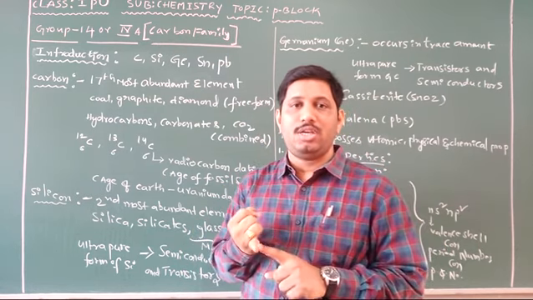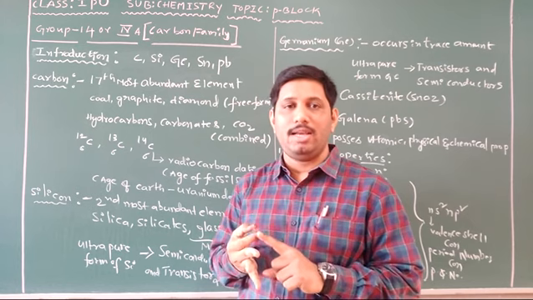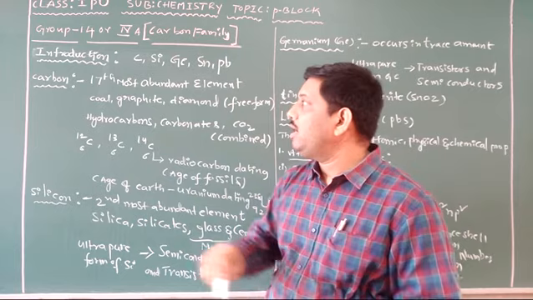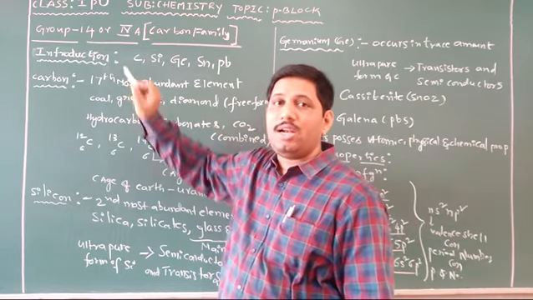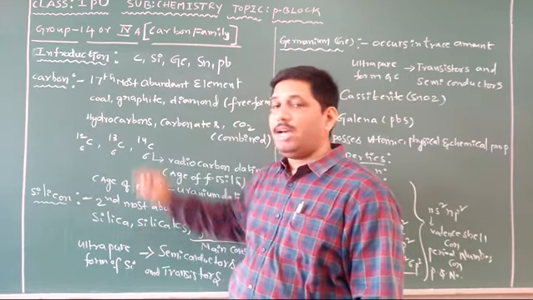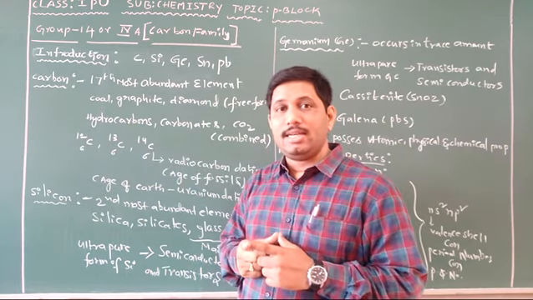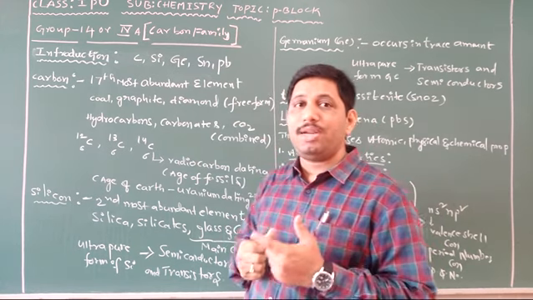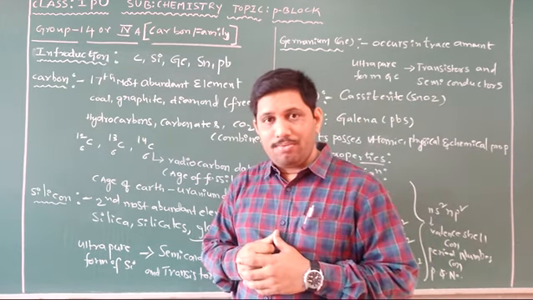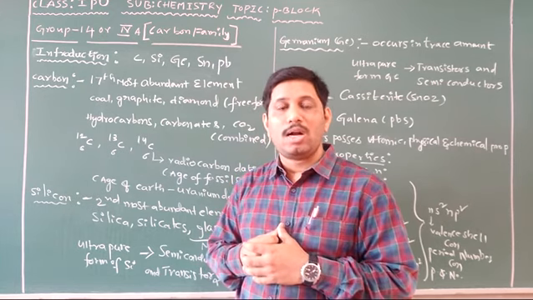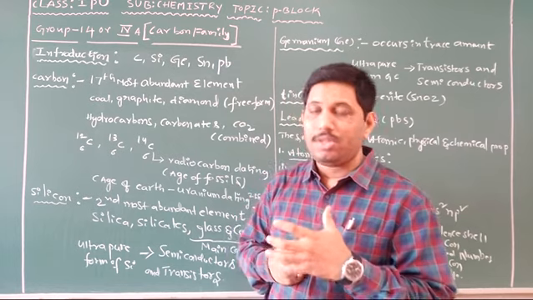The abundance order is oxygen, silicon, aluminium, iron, like that. Carbon is the 17th most abundant element in the earth crust. Carbon is available in the earth crust in the form of coal, graphite and diamond in free form. In graphite, diamond and coal, carbon is present in free form.